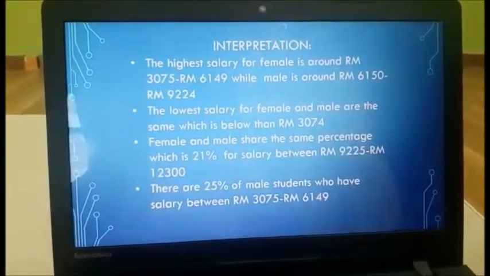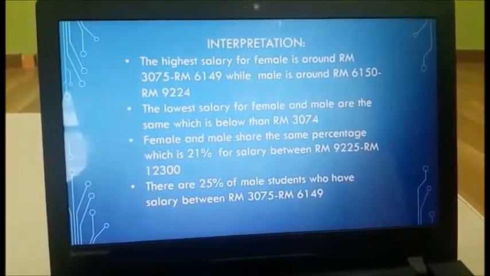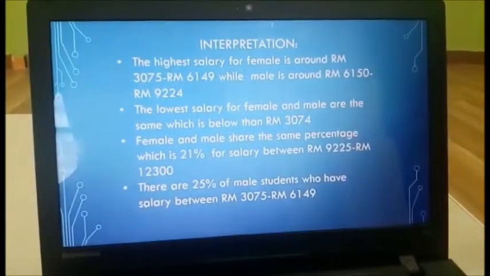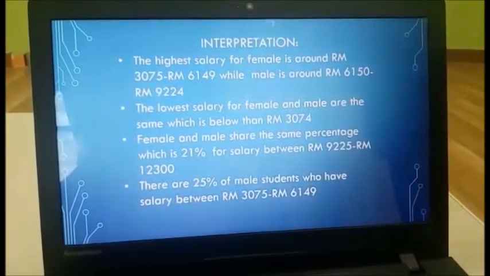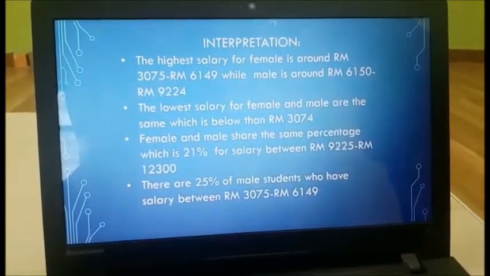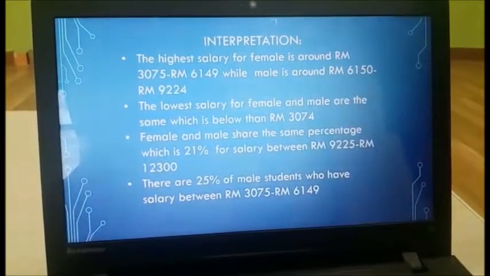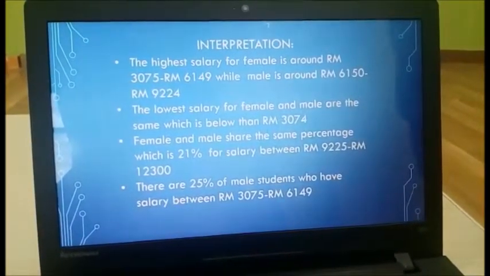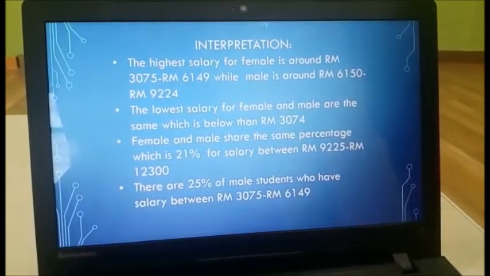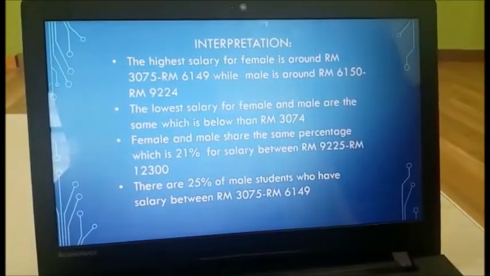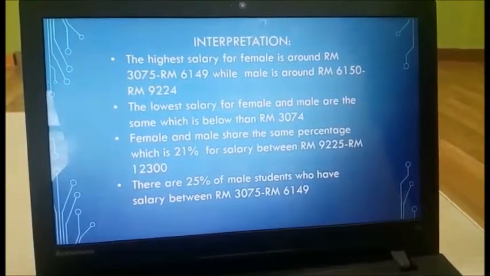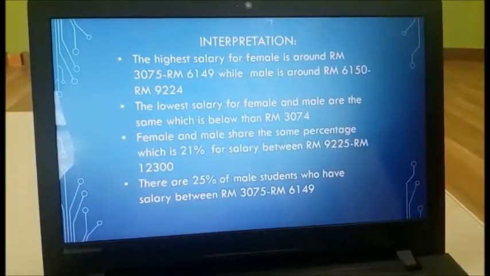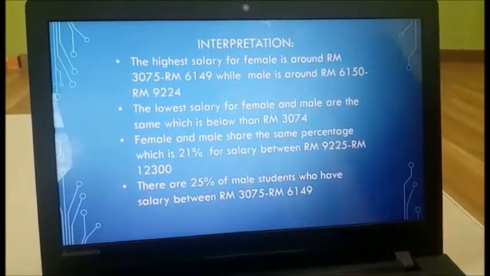The highest salary for female is around 3,075 ringgit until 6,149 ringgit, while male is around 6,150 ringgit until 9,224 ringgit. The lowest salary for female and male are the same, which is below 3,074 ringgit. Female and male share the same percentage, which is 21% for salary between 9,225 ringgit until 12,300 ringgit.